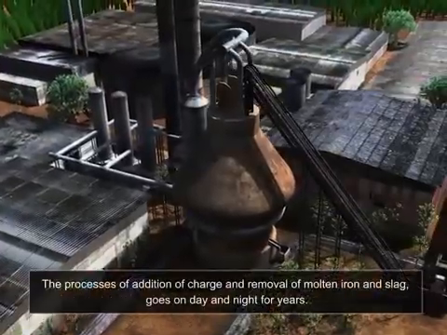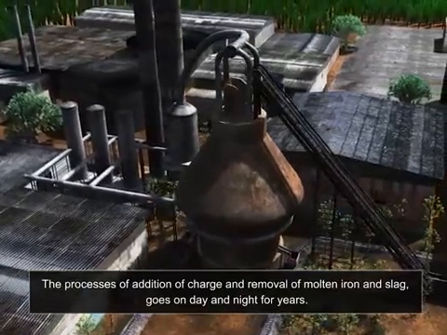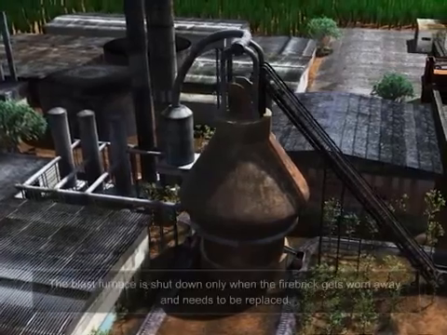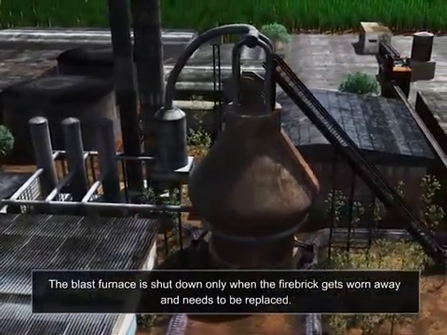The processes of addition of charge and removal of molten iron and slag go on day and night for years. The blast furnace is shut down only when the fire brick gets worn away and needs to be replaced.